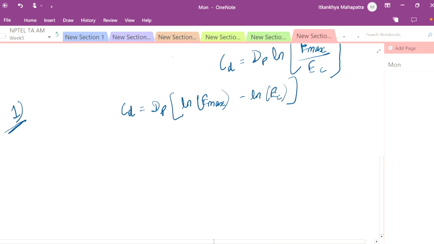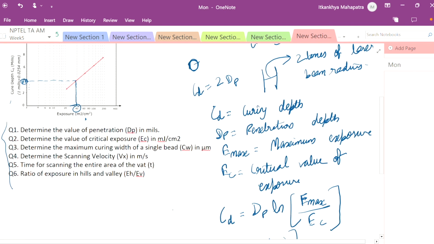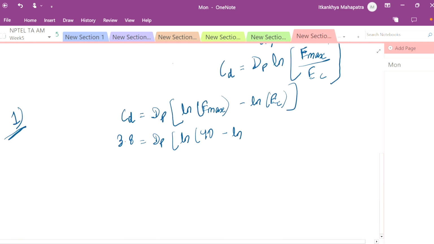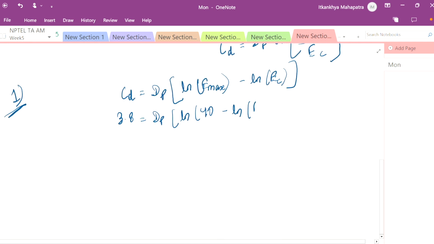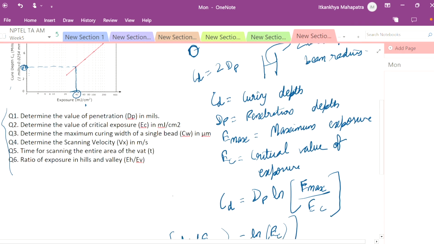So I'll write the equation. 3.8 is equal to dP ln 40, which we got from the graph, and 3.8 also we got from here, minus ln EC. This becomes our equation 1. Now this is at 40.